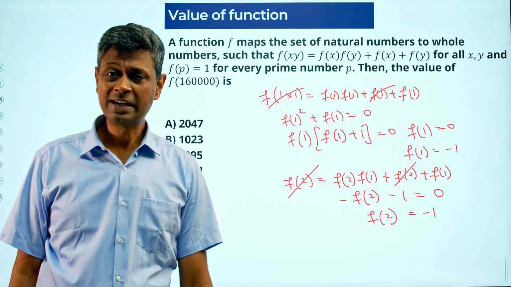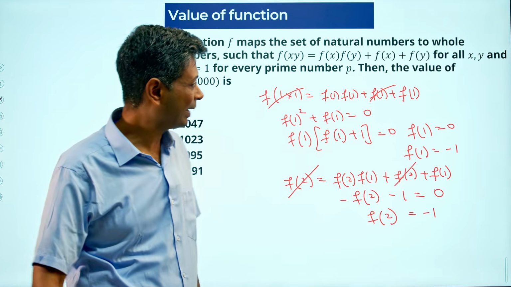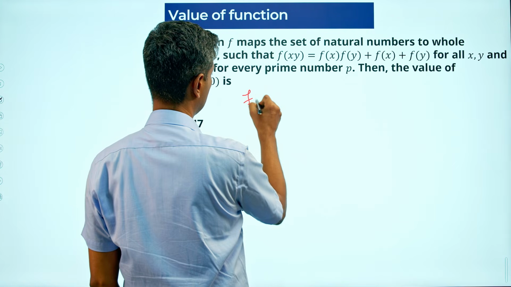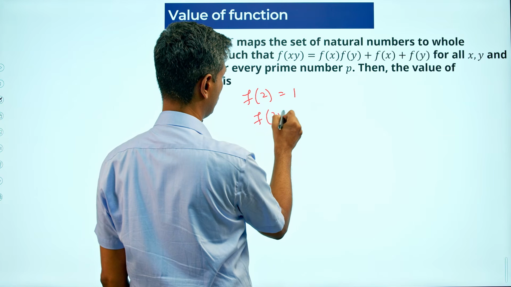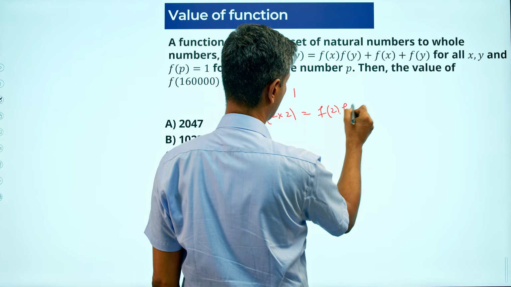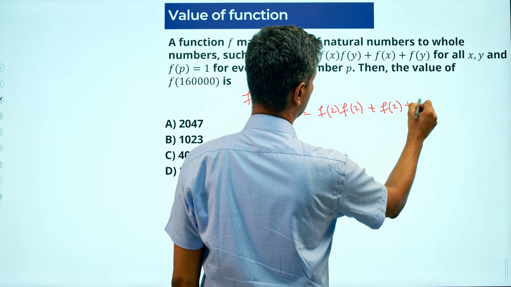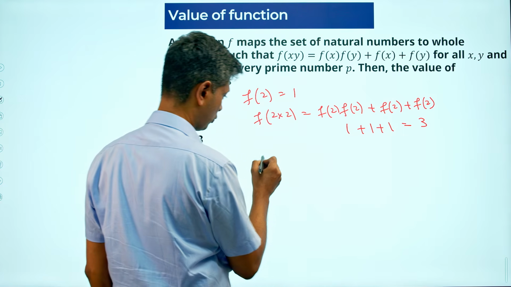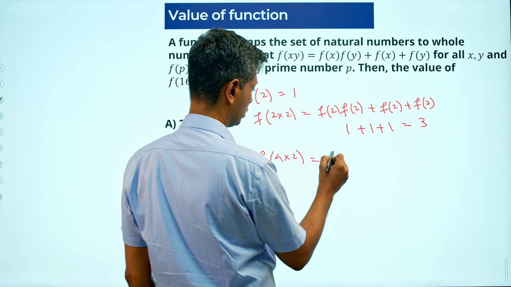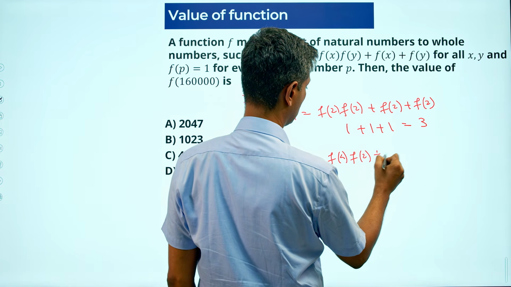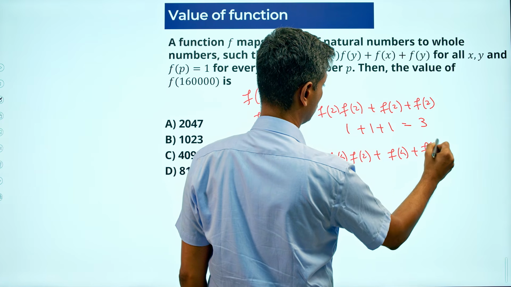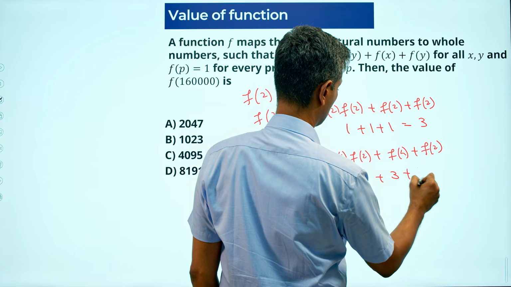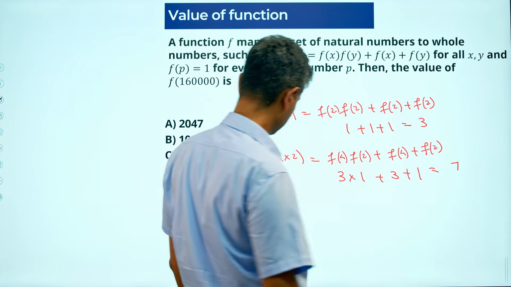That's given. Right? I was tempted to find f of 1 and simplify, but I think we don't even need all that. So the more normal method: f of p is 1 for every prime number. So f of 2 is 1, f of 2 into 2 is f of 2 into f of 2 plus f of 2 plus f of 2, which is 1 plus 1 plus 1, 3. F of 4 is 3. F of 4 into 2 is f of 4 into f of 2 plus f of 4 plus f of 2. This is 3 into 1 plus 3 plus 1, which is 7. F of 8 is 7.